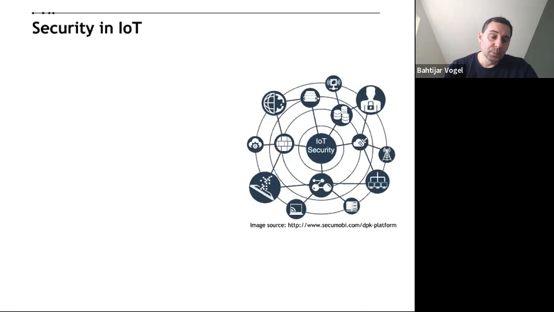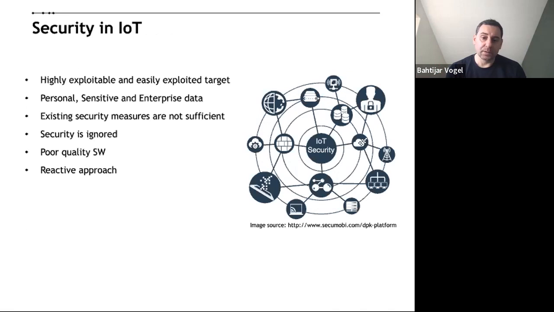So we believe that security in IoT is highly exploitable and an easily exploited target. Imagine drones that we are lately using. How do we trust drones? What kind of vulnerabilities, for example, can these drones pose to us?